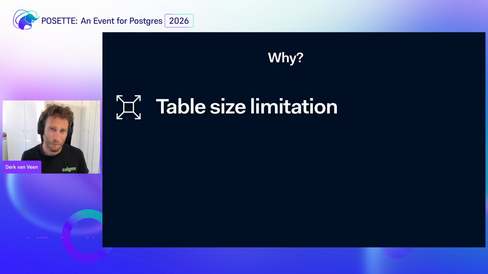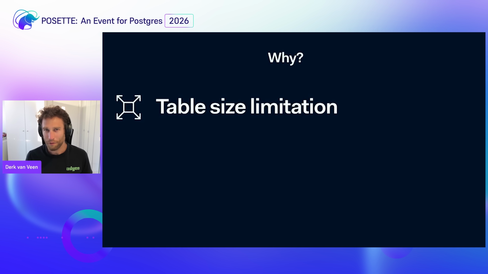Well, the most obvious reason to do it is the table size. Postgres has a physical limit of 32 terabytes. If you want to hit that limit and then think about partitioning, you are way too late. I would say if your tables are around 100 gigabytes, that's a good moment to start to think about partitioning.